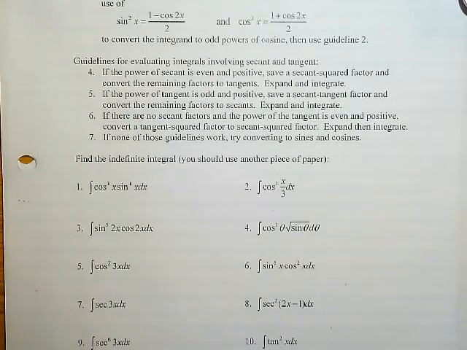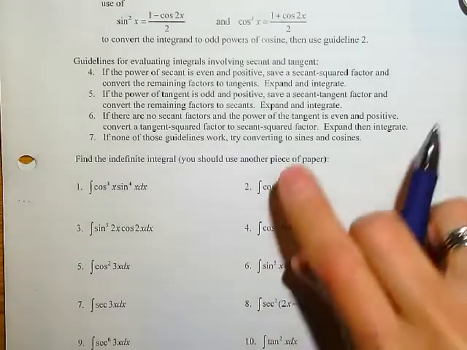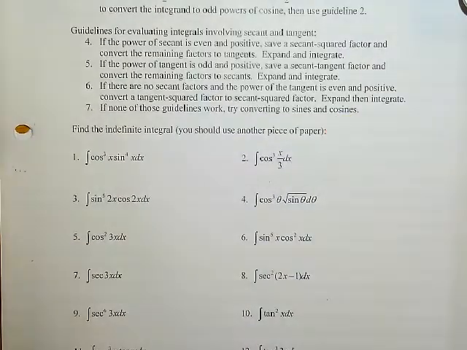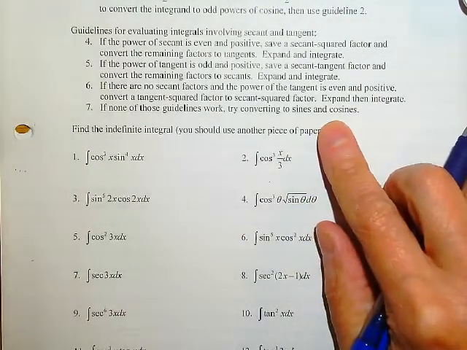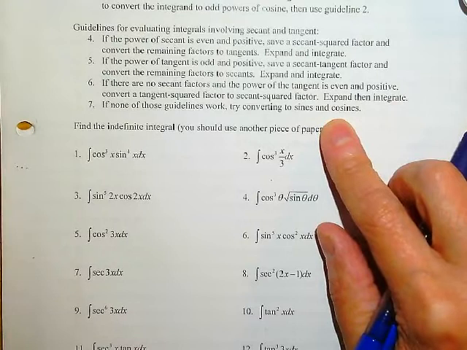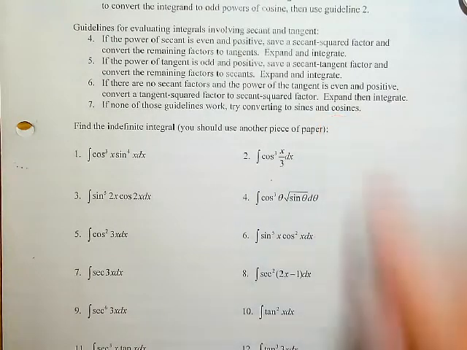and then you can convert those tangents to secants, again using the Pythagorean identities. If there's no secant factors and the power of tangent is even, then you might have to convert a tangent squared factor to a secant squared factor, and then expand that out and integrate. And if nothing else works, I mean, this is the kind of harsh one, but if nothing else works, try converting to sines and cosines, and that's pretty harsh, but sometimes things will simplify that.